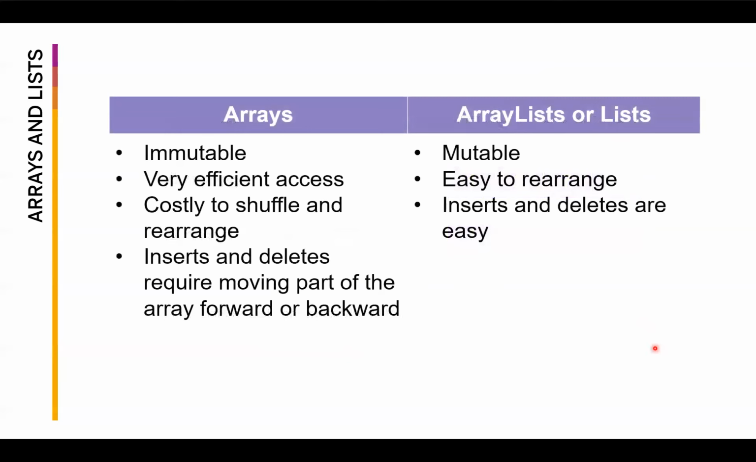Okay. So to summarize, we have arrays which are immutable or not changeable. They are very efficient when it comes to reading, because we know the addresses, but it's costly to shuffle and rearrange them. It could be much more efficient to just copy the array and move it to the next slot rather than moving the elements left or right. So inserts and deletes require moving part of the array forward and backward. That's what I was saying about moving left and right. Whereas lists are mutable or changeable. They are easy to rearrange, and insert and delete are also easier.